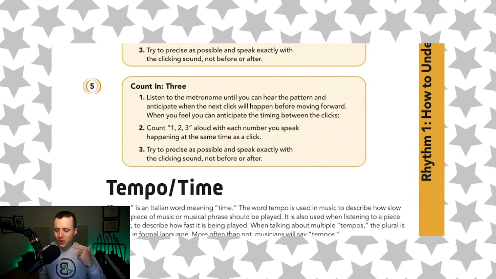Once you feel like you can anticipate and feel when that next click is going to happen, you're going to count 1, 2, 3, along with the metronome, with each number lining up with a click, like this. 1, 2, 3. Do it again. Listening. Here we go. 1, 2, 3. That is how you perform a count-in. Practice doing a count-in with a free metronome, and I will see you in the next lesson.